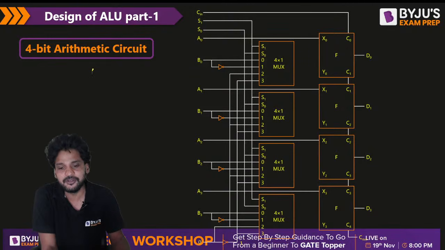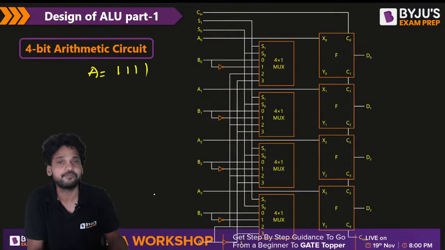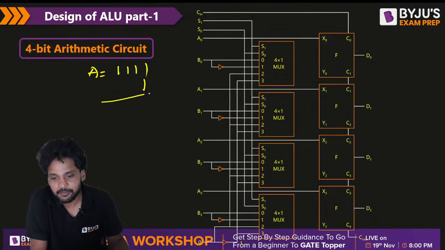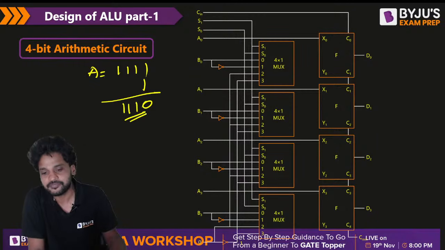Understand. There is a value. There is register A. Register A is equal to 1111. When you decrement it, what will happen? 1111 minus 1 is equal to 1110. This is how decrement is going to get performed, right? But this is a regular decrementing.